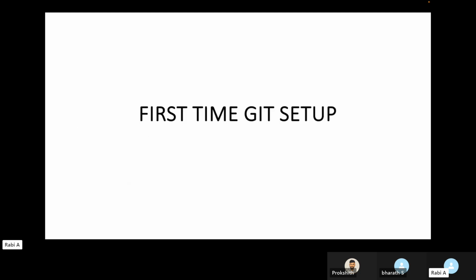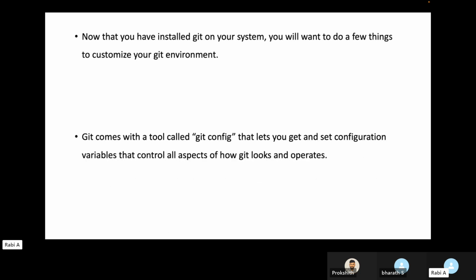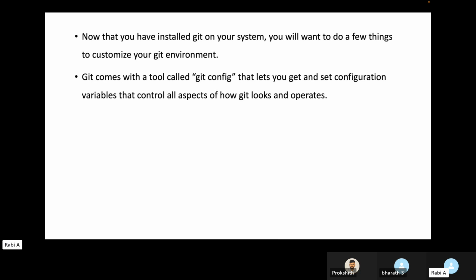Now, the first thing we are going to look at is your first time setup. If you are working with Git for the first time, there is one initial setup that you will need to do. Now that you have installed Git on your system, you will have to do a few things to customize your Git environment. Git comes with a tool called git config that lets you get and set configuration variables that control the aspects of how Git looks and operates.